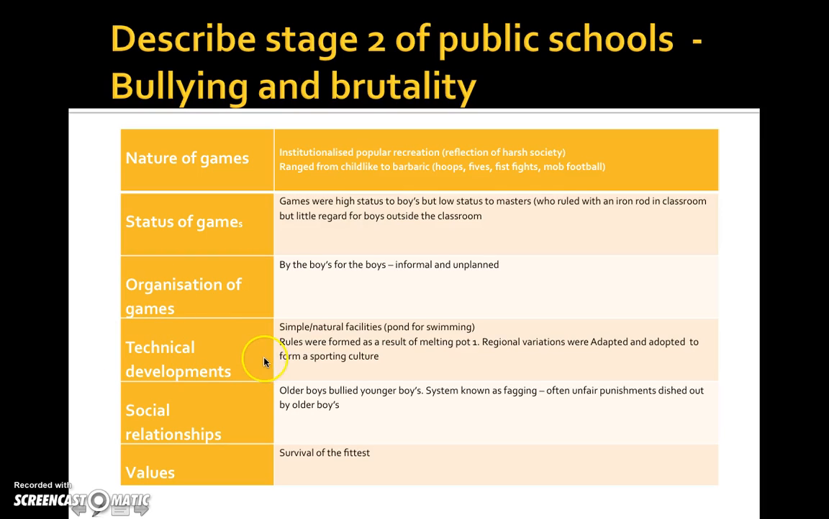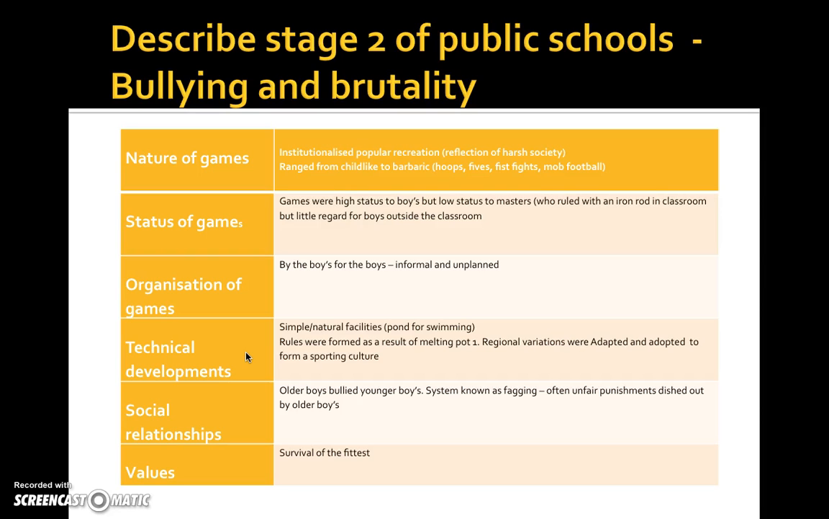Technical developments. The technical developments refer to the stage that we're in, which is stage 1, first stage of public schools, bullying and brutality, and we're looking at the rules and facilities at that point for activities that were taken part in. Now, the facilities were often simple and natural. For example, you'd have a pond for swimming. You wouldn't have a swimming pool, it would be a pond, because it would be before technical developments such as swimming pools came in. And then you might have a grass area that they use for their variations of football.